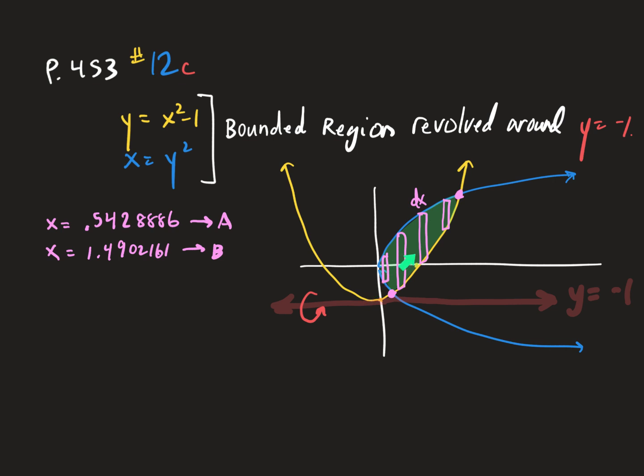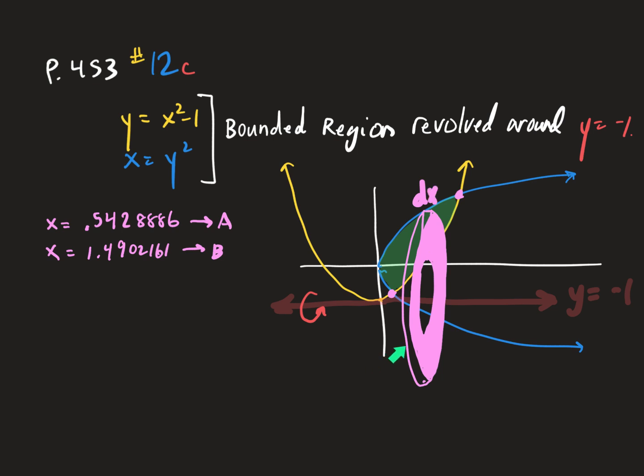So let's consider our representative rectangles, which will be like these. They will be revolving around the line y equals -1, forming washers, which will look like this. Oh, and I should say that when we found those intersection points, we didn't need the y values, only the x values, because our representative rectangles were dx's, and we just need the x values for limits of integration.